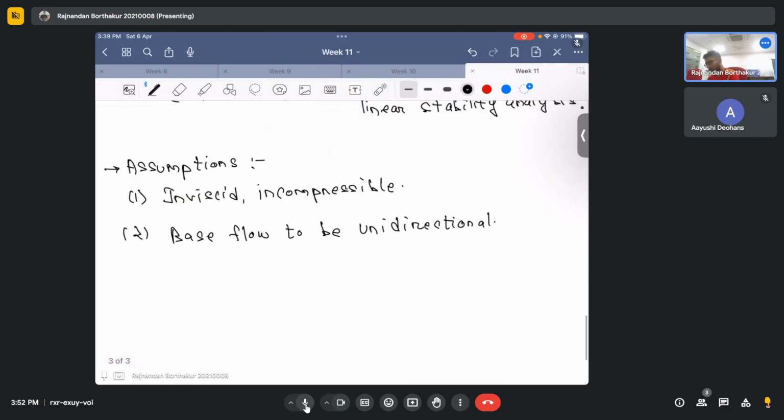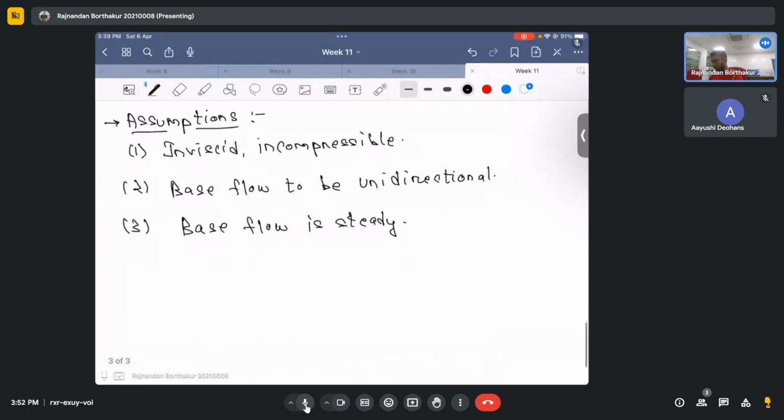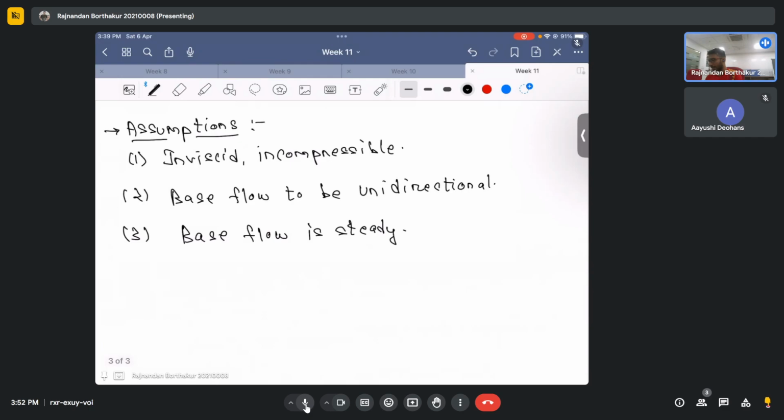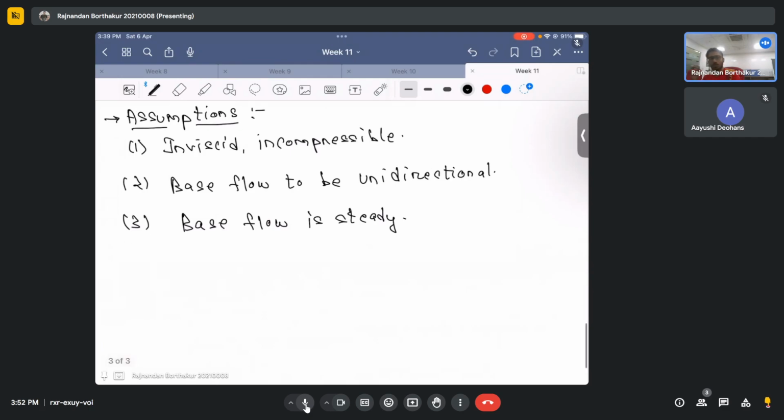The third assumption, as I said, is an important assumption. We'll assume that the base flow is steady. All right, so these are the assumptions on which we will work. And then we will start off with our analysis. We will proceed very sequentially and systematically, because there is a lot of math involved in stability analysis, as you have seen. So we'll proceed very slowly.